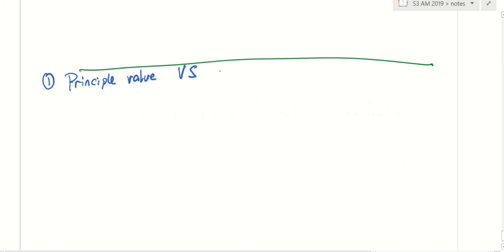Versus. Jiaxuan, stop talking. Yes. So I think half a page should be enough. Principal value versus reference angle.